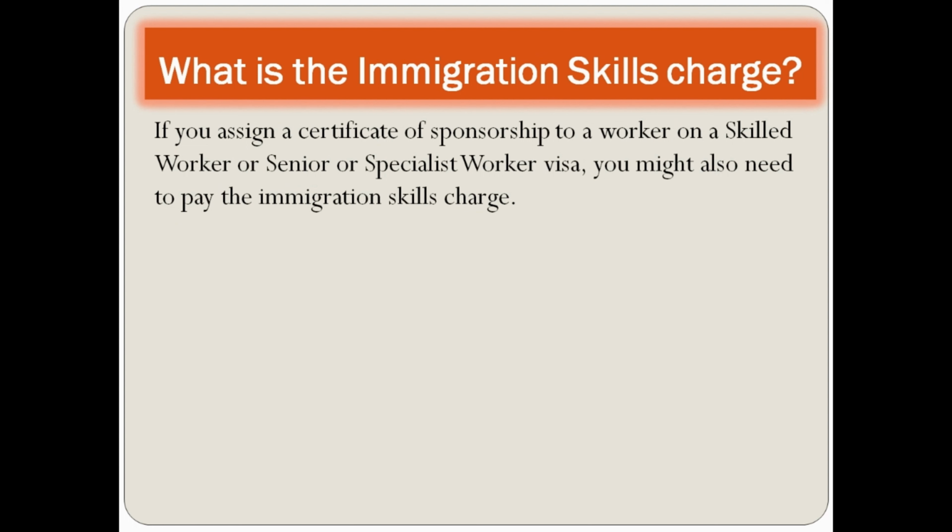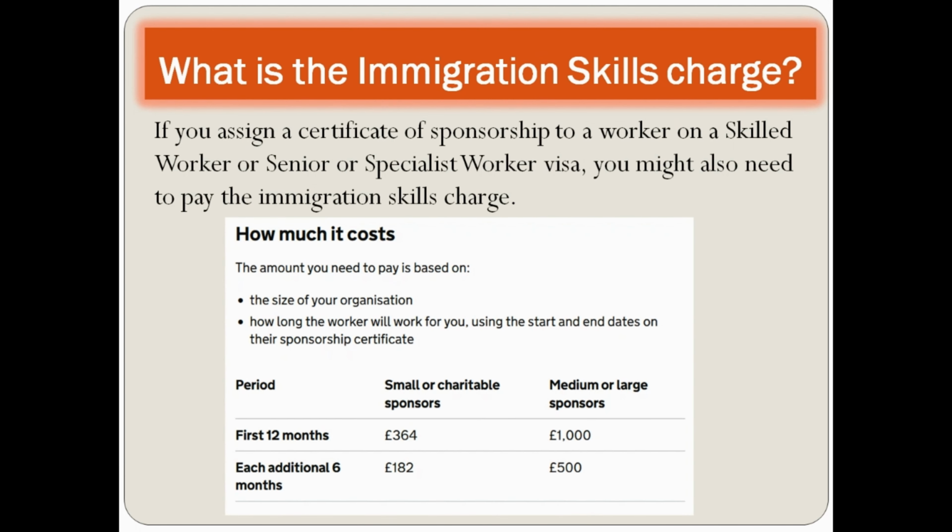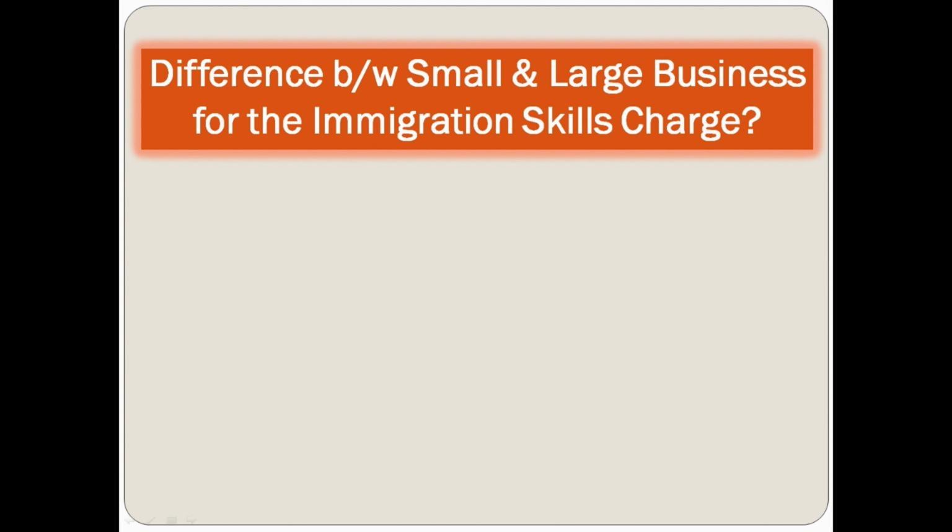What is the immigration skill charge? If you assign a certificate of sponsorship to a worker on a skilled worker, senior, or specialist worker visa, you might also need to pay the immigration skill charge. The skill charge for the first 12 months is £364 for a small company and for a large company it is £1,000.